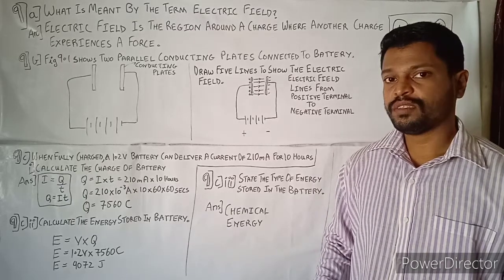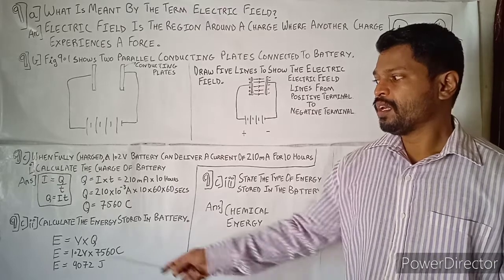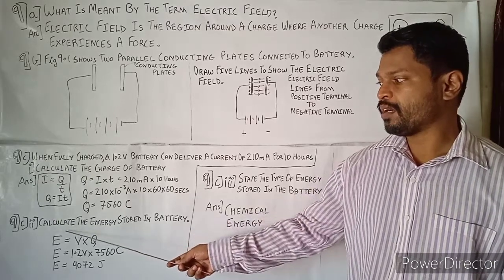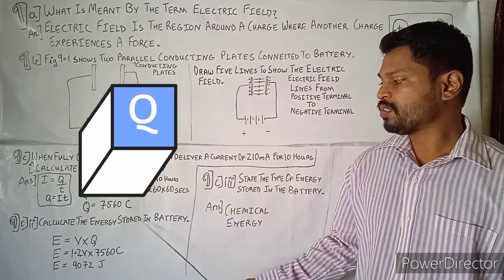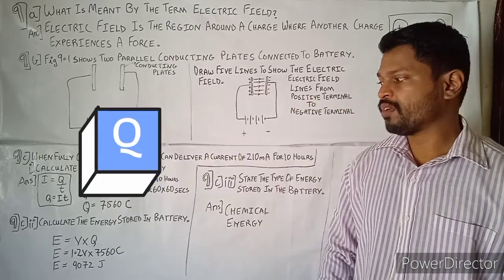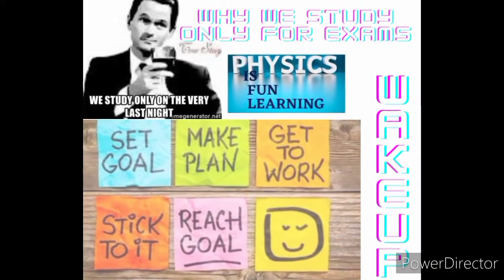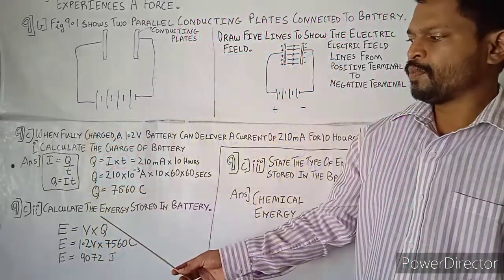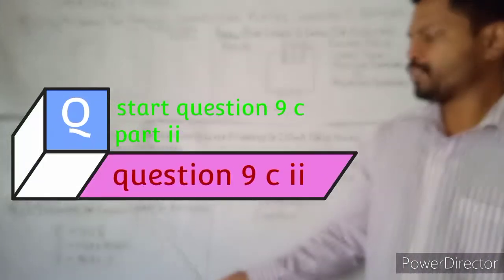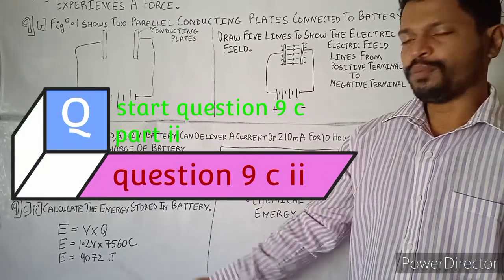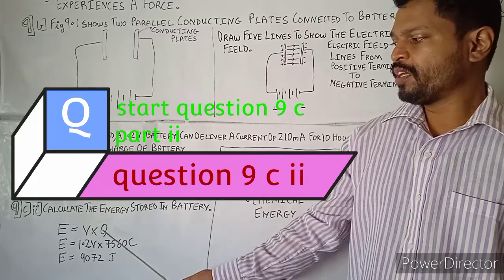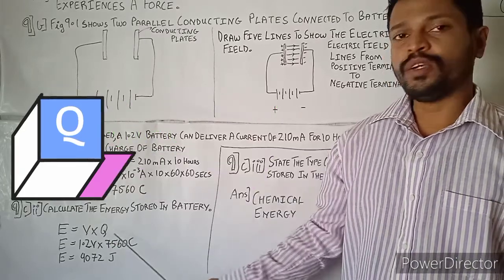Okay, and we are going to the next problem now. We have been asked 9C, the second part. Calculate the energy stored in the battery. So we have to calculate the energy stored in the battery. The formula is E is equal to voltage into charge, V into Q.